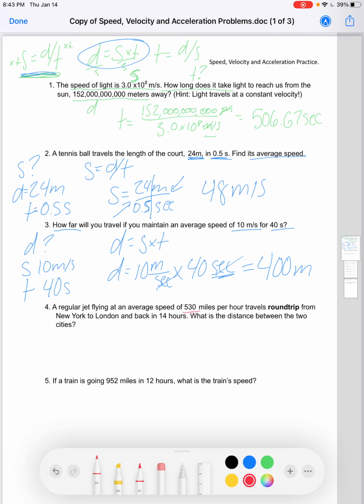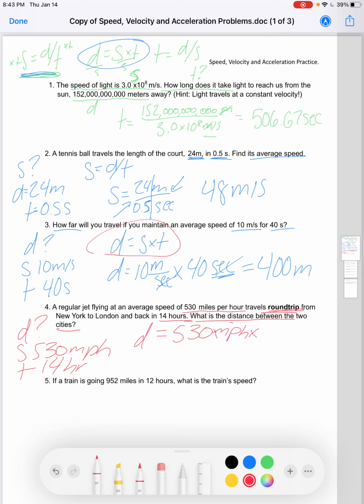A regular jet flying at an average speed of 530 miles per hour travels round trip from New York to London and back in 14 hours. What is the distance between the two cities? So I know I'm looking for distance. I know my speed is 530 miles per hour, and my time is 14 hours. So again, I'm going to use this rearranged speed equation. Distance equals 530 miles per hour times 14 hours.